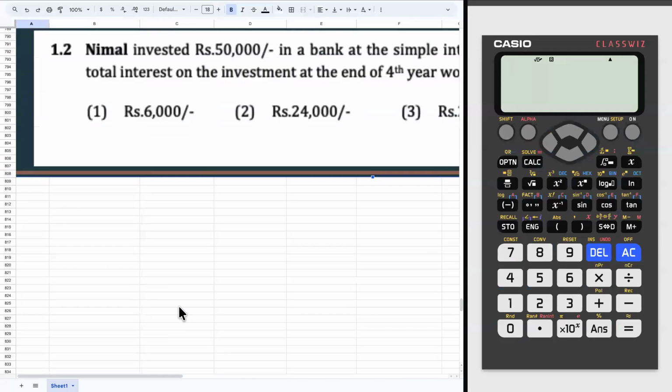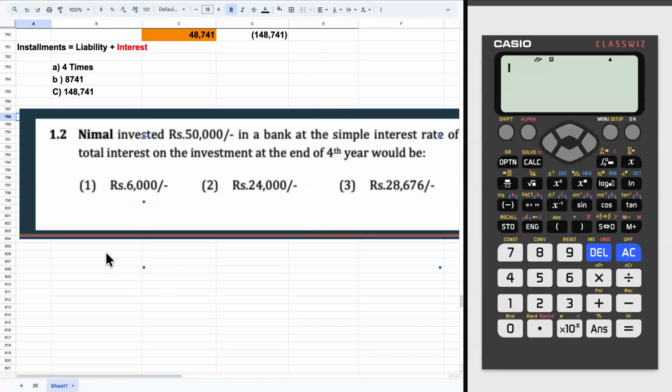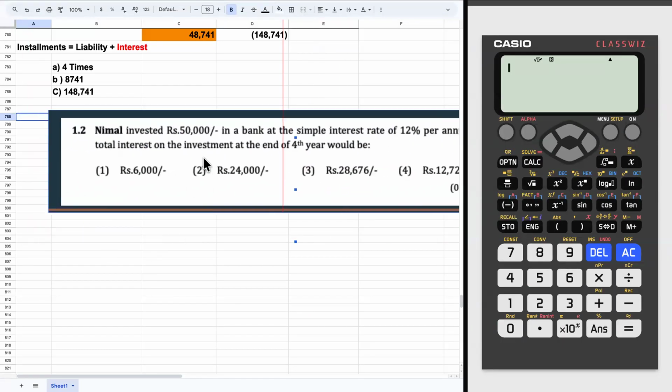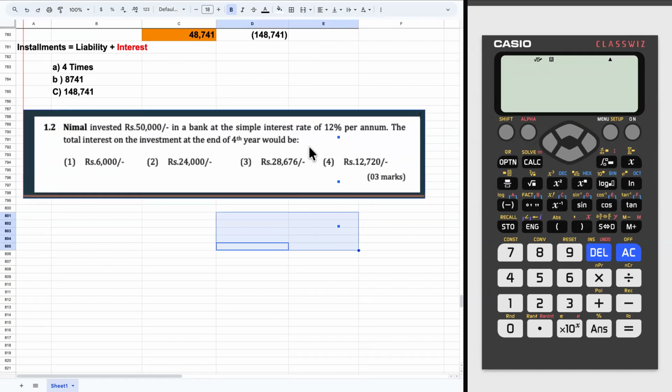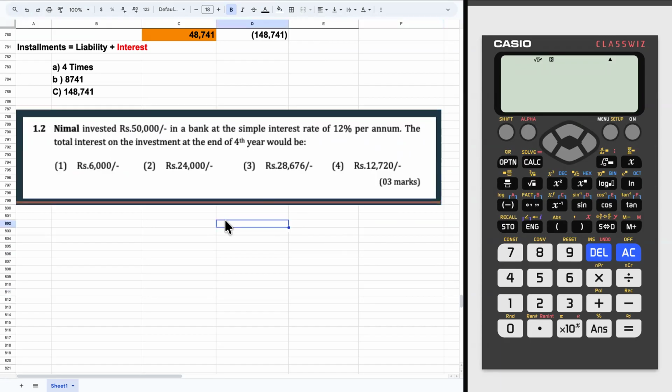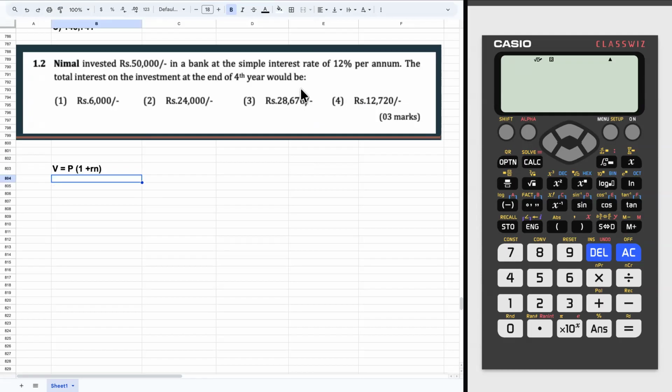So I'm coming to my Excel sheet right now, and I just want to write. So there's a question here, right? So what's the answer? Can you remember the simple interest formula we studied? The simple interest formula to get the total value: P(1 + Rn). Can you remember this? This is the formula we studied for simple interest, right?